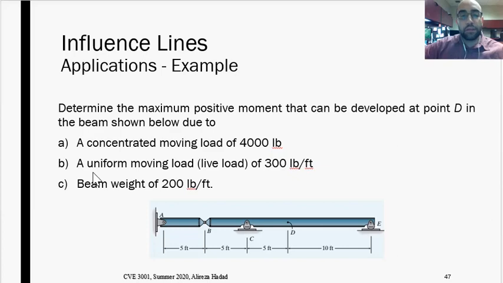So the question is asking about the maximum moment that can be created at D according to these cases. The first case is talking about a concentrated moving load of 4,000 pounds. The first question is, where should I put this concentrated moving load to get the maximum bending moment at D? That is the question. And for answering that, we need to draw the influence line for bending moment at D.